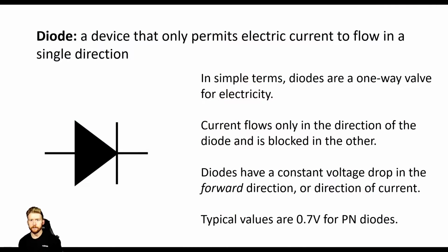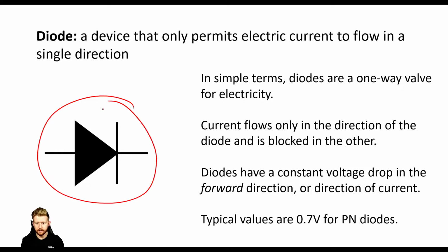So up at the top, a diode is a device that only permits electric current to flow in a single direction. So it'll block it otherwise. Now this right here is the symbol for a diode. Okay, so we have this triangle and a line after it. So it looks, if I were to draw it, something like this. And it is important the direction that it goes.